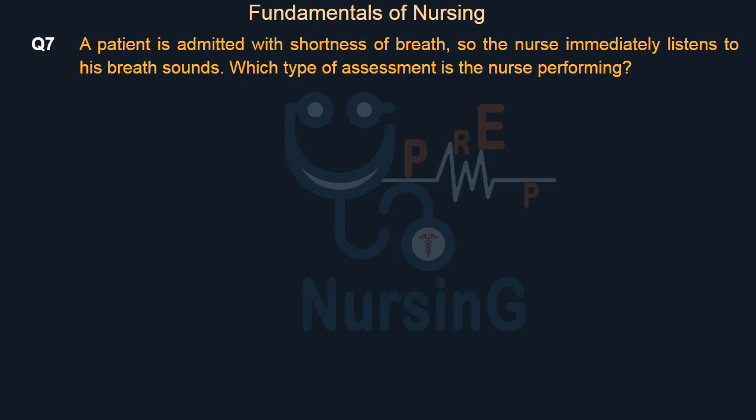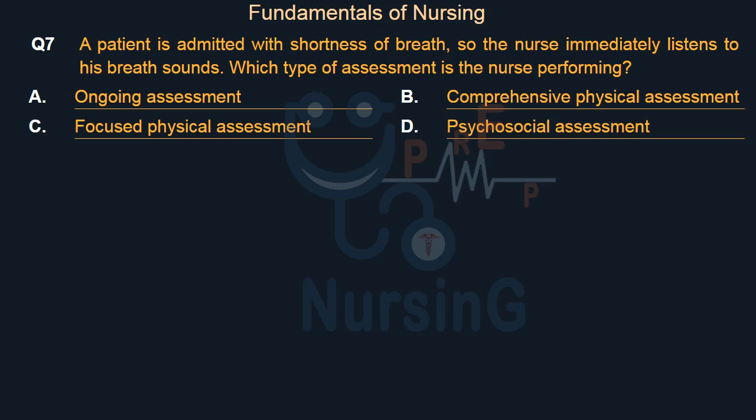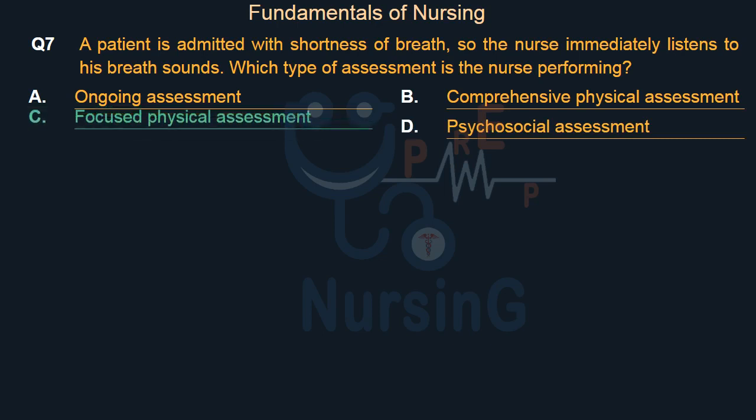A patient is admitted with shortness of breath, so the nurse immediately listens to his breath sounds. Which type of assessment is the nurse performing? Option A. Ongoing assessment. Option B. Comprehensive physical assessment. Option C. Focused physical assessment. Option D. Psychosocial assessment. Right answer is Option C.